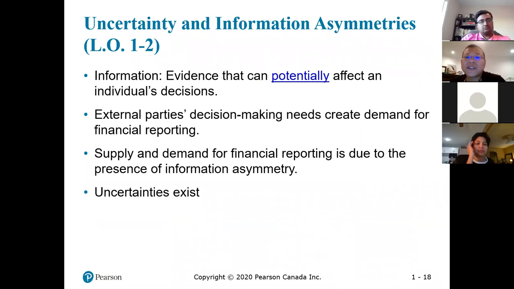Let's talk about uncertainties and the information asymmetries. The information we talk about is considered evidence that can potentially affect individuals' decisions. Think about a lot of the scenarios in our lives: we need information to make a decision, right? I don't think I have to elaborate on that.